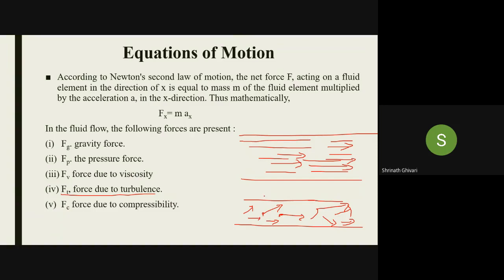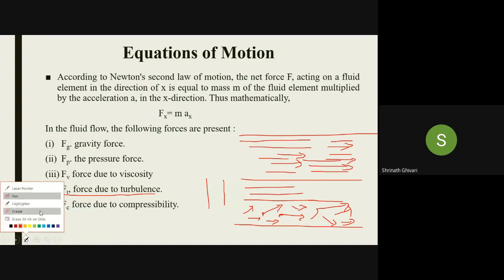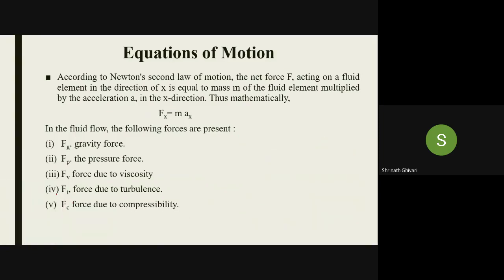If turbulence is there, it will make a hissing sound, right? If it is flowing smoothly, it won't make any sound. If you have not observed it, you can go and check the tap at your home. So that is force due to turbulence. There is a force acting because of turbulence in the fluid flow. There will be turbulence whenever you release the fluid with a higher velocity.